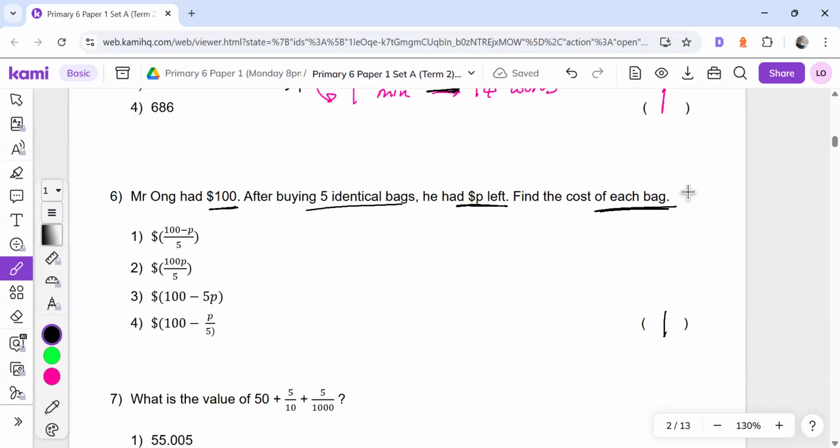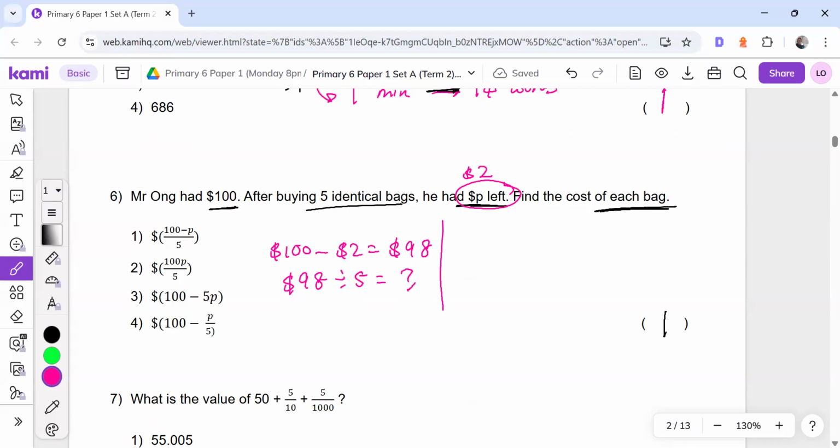Okay, now if you don't know how to do this, you can give a simple example. For P, give a number. Maybe let's call it $2. Okay, $2 left. So you change it to a primary 3 question. So how do you do it now? You take $100 and you minus 2 to get how much you spend, which is 98. Then after that, you want to find how much is 1 bag. You take 98, then divide by 5, and you get your answer here.